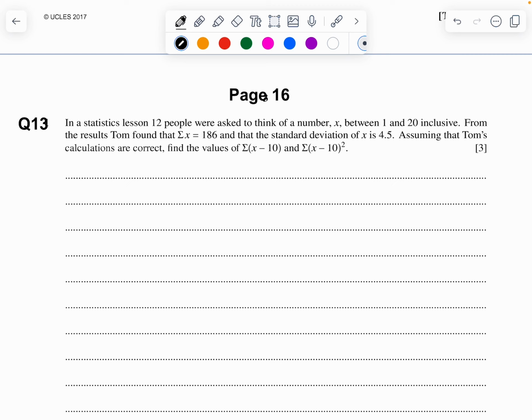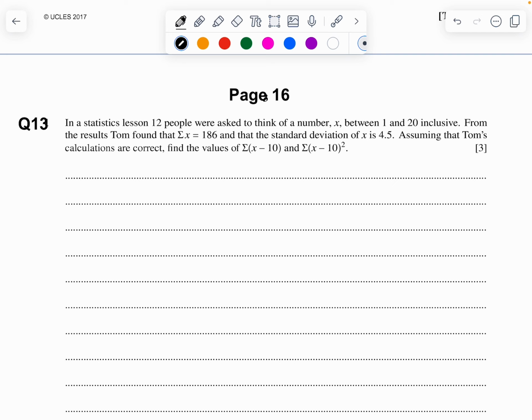We are asked to think of a number x between 1 and 20 inclusive. From the results, Tom found that sigma x is 186. Then the standard deviation is 4.5. Assuming that Tom's calculations are correct, find the value of sigma of x minus 10 and sigma of x minus 10 whole square. He's asking us to find these values.